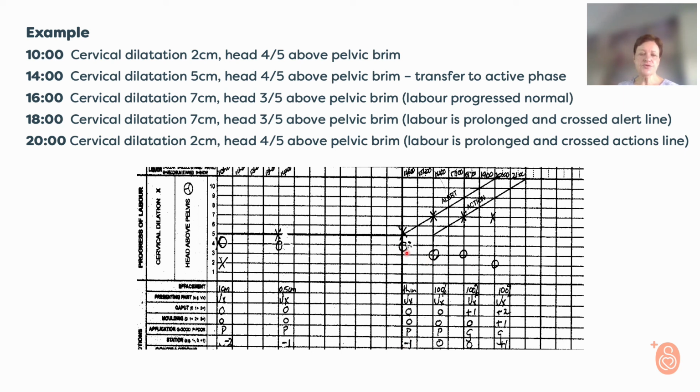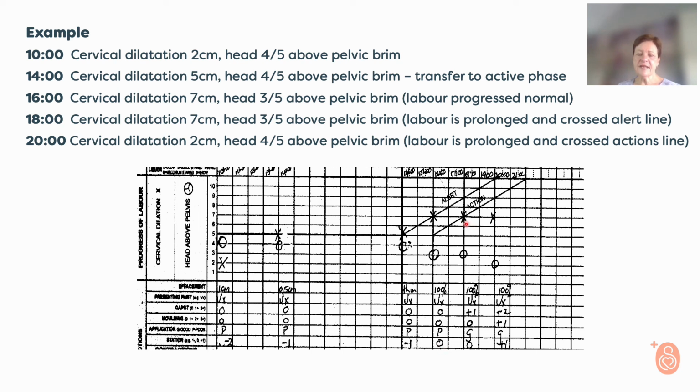2 hours later, because we now determine the progress 2 hourly during the active phase of labor, we see the patient has progressed. The cervix is now 7 centimeters dilated, and it's normal because we've said that the cervix should dilate 2 centimeters per hour. There's also a little bit of progress of the head. The head is now 3/5 above the pelvic brim. There's more effacement. The cervix is now fully effaced. The vertex is still the presenting part. Application is still poor, but there's a little bit of progress of the station of the head. It's now at the ischial spines.